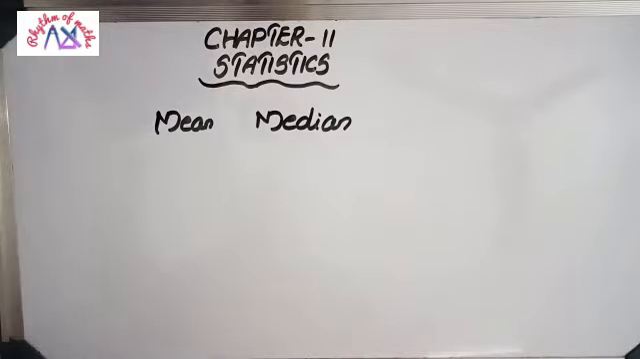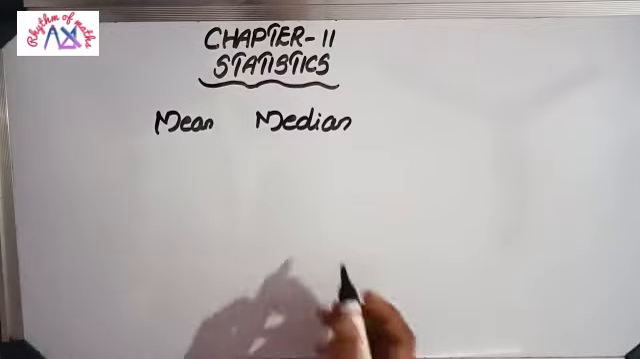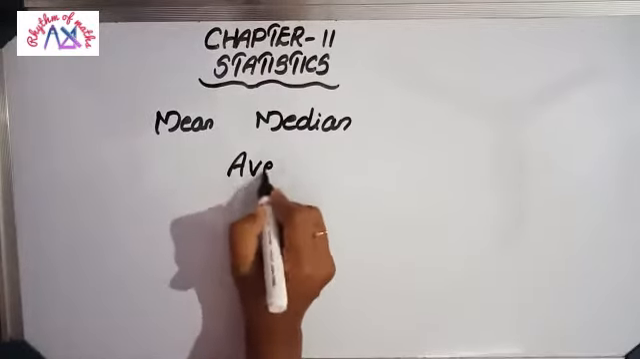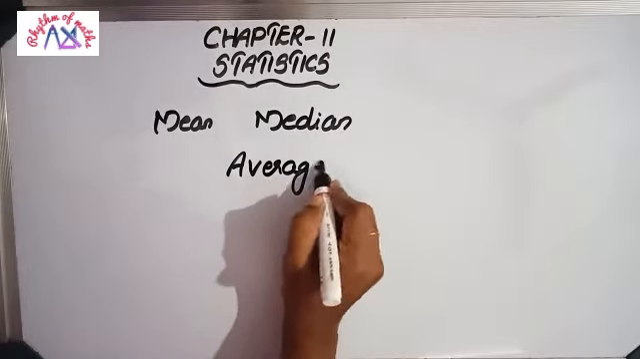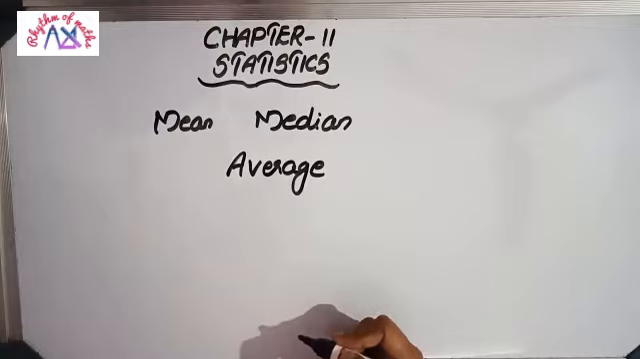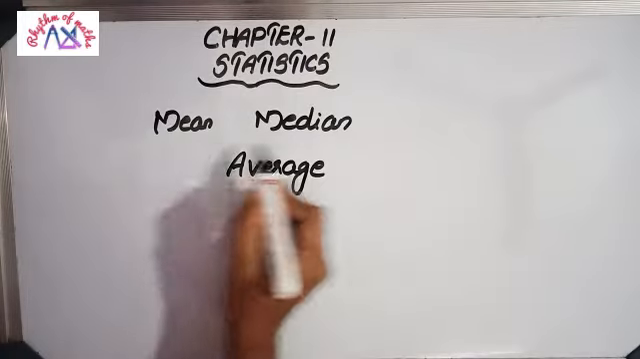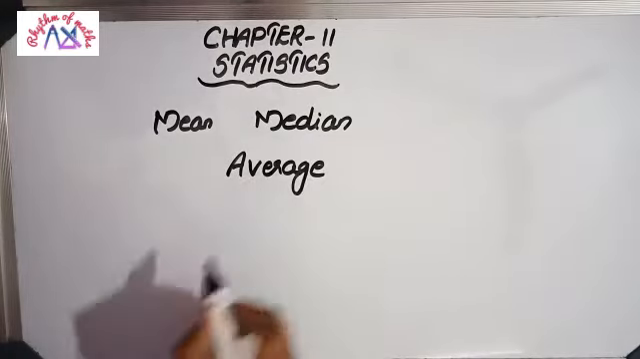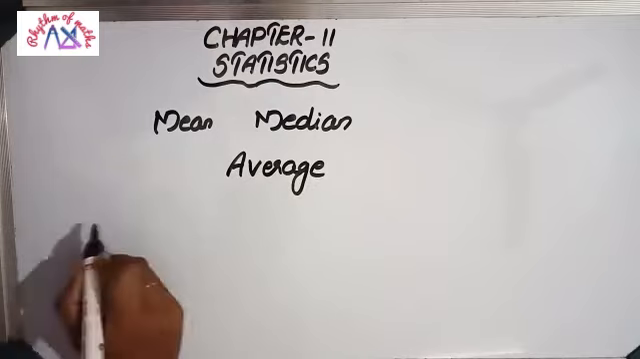So here mean and median means it is just average. You already know mean and median means it is average. The middlemost number, middlemost value, that is average. Now here you have to learn some equations to find mean and median. Ungrouped data means a single observation.